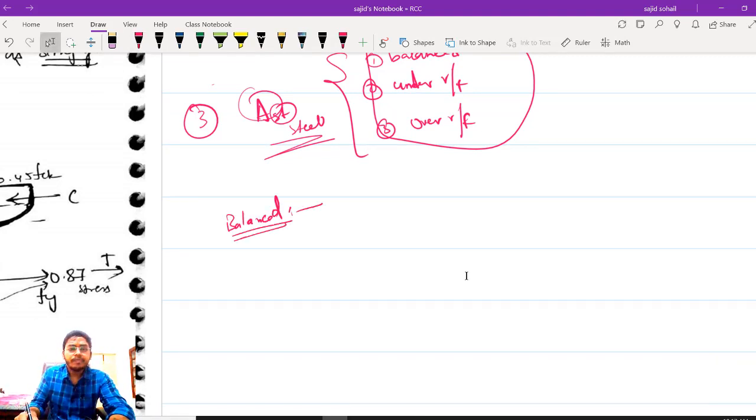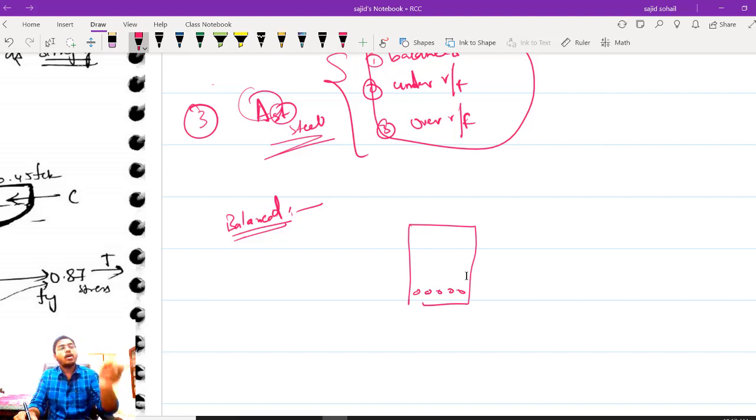In a balanced section, you are providing enough steel so that the maximum stress of concrete and steel is reached simultaneously. I have told you a very important concept in the last module, in the assumptions of limit state method, that my strain is linearly varying. याद है ना आपको? My strain is linearly varying.